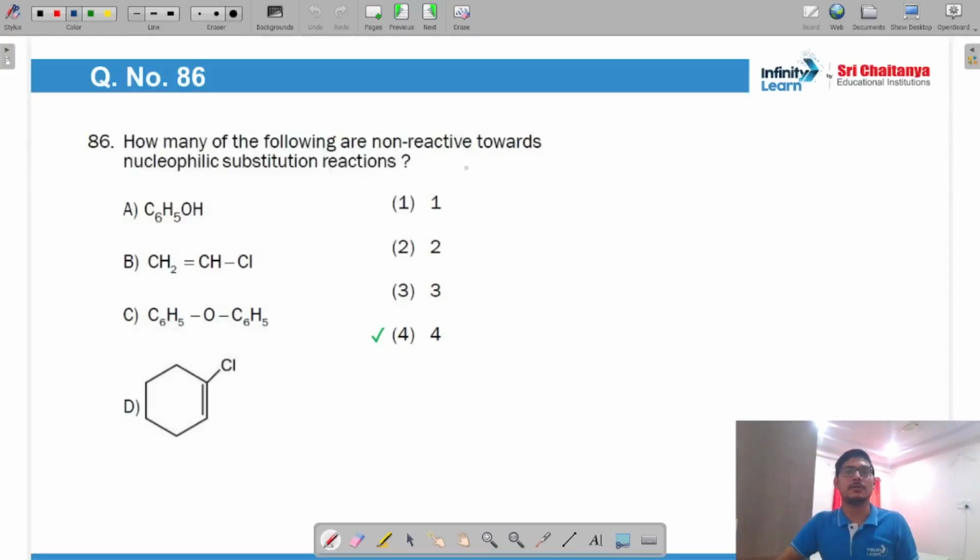How many of the following are non-reactive towards nucleophilic substitution? So this is phenol. It undergoes electrophilic substitution, not nucleophilic. Vinyl halides don't react by SN1 or SN2 mechanism, right? And then this is also a vinyl halide, and this is an ether, diphenyl ether: benzene, then oxygen, and then benzene. So none of them react. So the answer is 4.